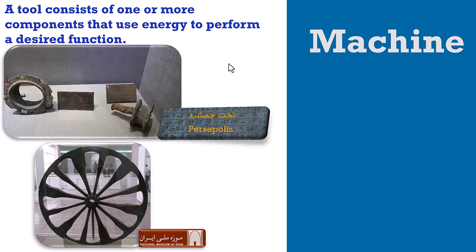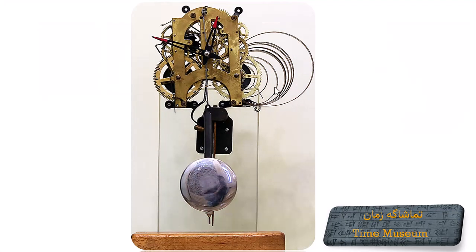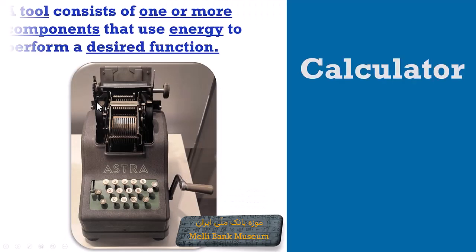To make complex devices, we have to put together a set of these smaller components, something like this clock. If we look at its components, they are springs, screws, and gears, but together they form a device that can show us the time. Now let's take a look at the calculator with that basic definition. Well, this is a device. It consists of one or more components. It is much more than a few components.